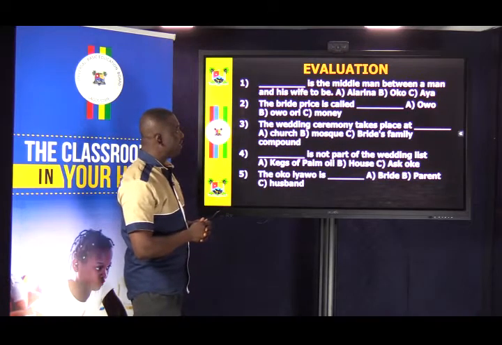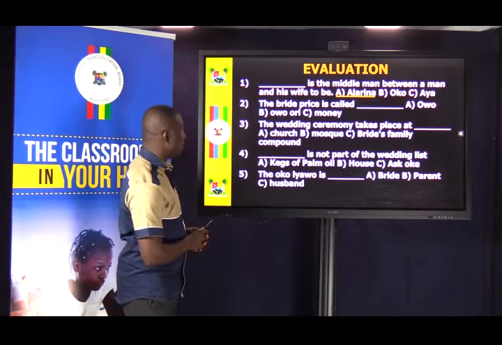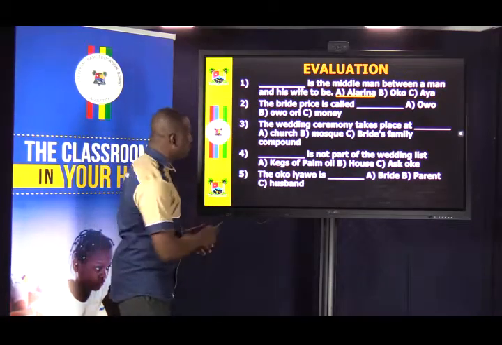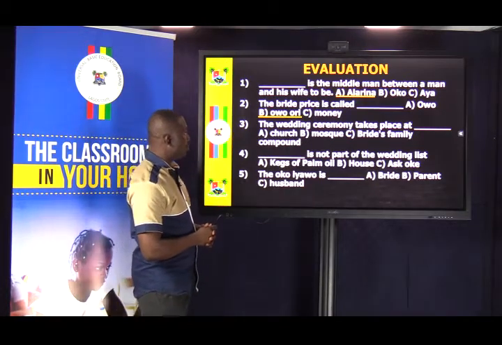Dash is the middleman between a man and his wife to be. Alarina. Alarina is the middleman. All right? Number 2, the bride price is called Owo Ori. Owo Ori. The bride price is called Owo Ori.